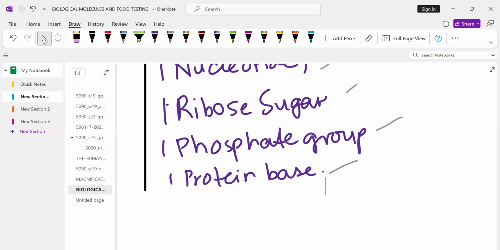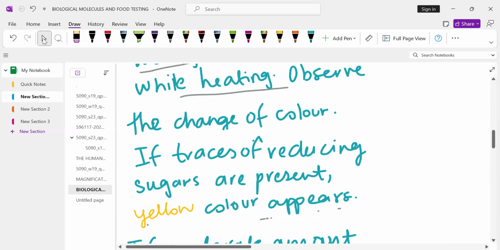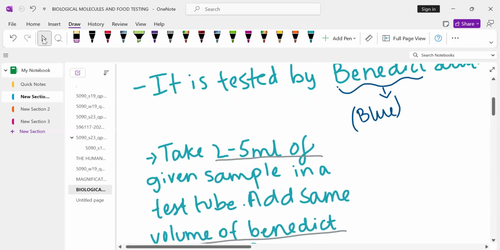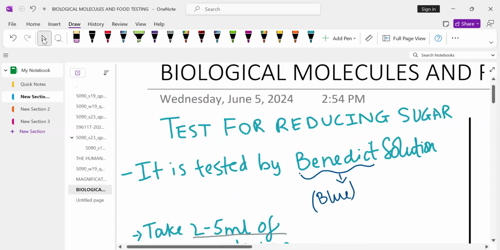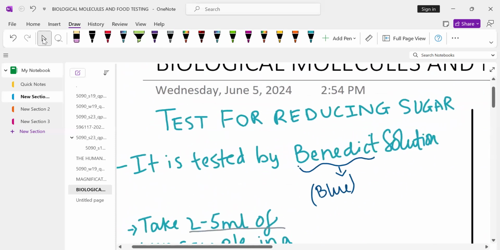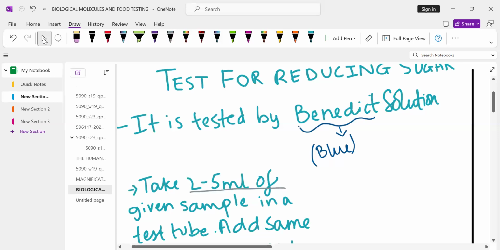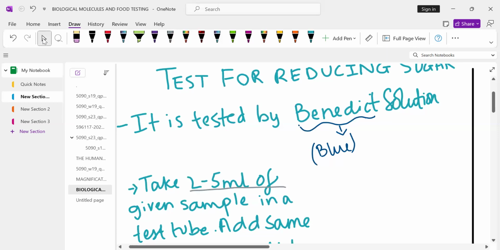Now let's move towards food testing, which is the second part of this chapter. There are three food tests that you need to remember in O-levels biology. First is for reducing sugar, second is for fats, and third is for proteins. Reducing sugars are tested using Benedict's solution, and the initial color of Benedict's solution is blue.